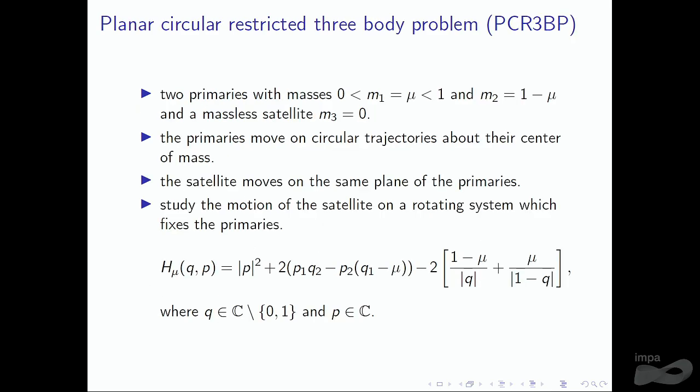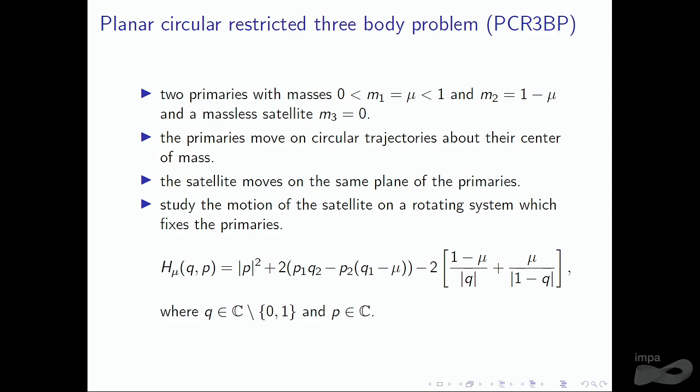So in the end, we can normalize so that the sum of the masses M1 and M2 is equal to 1. So M1 we just call mu, which is a parameter of the system. This parameter we cannot eliminate from the system. Then M2 is equal to 1 minus mu, and M3 is equal to 0. Our system has this parameter mu.